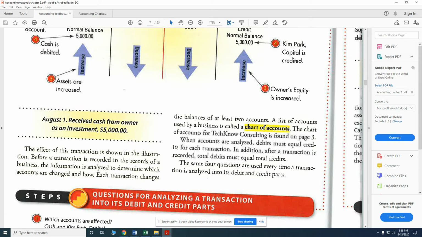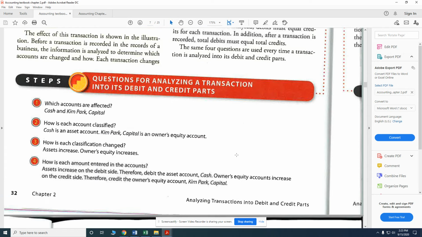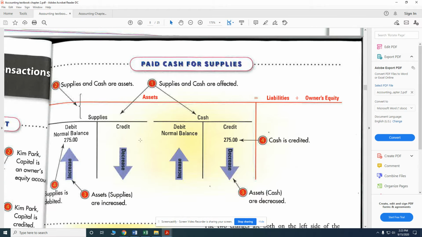Now, when you analyze transactions, the same 4 questions are used every time. These 4 questions: which accounts are affected? How is it classified? So cash and capital are affected. Cash is an asset. Capital is owner's equity. Assets increase. Owner's equity increases. So we debit the asset and we credit owner's equity. These 4 questions we are always going to use for analyzing.